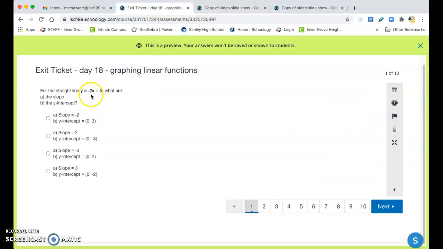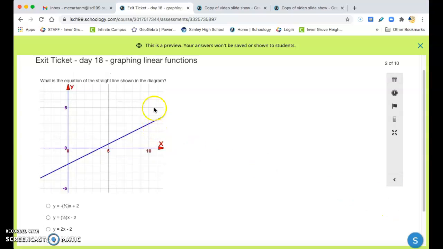So if you look at this, the m, the slope, is negative 2 right there. And the y-intercept is positive 3. So find that answer: slope negative 2, y-intercept positive 3. So that's (0, 3) right there, okay?